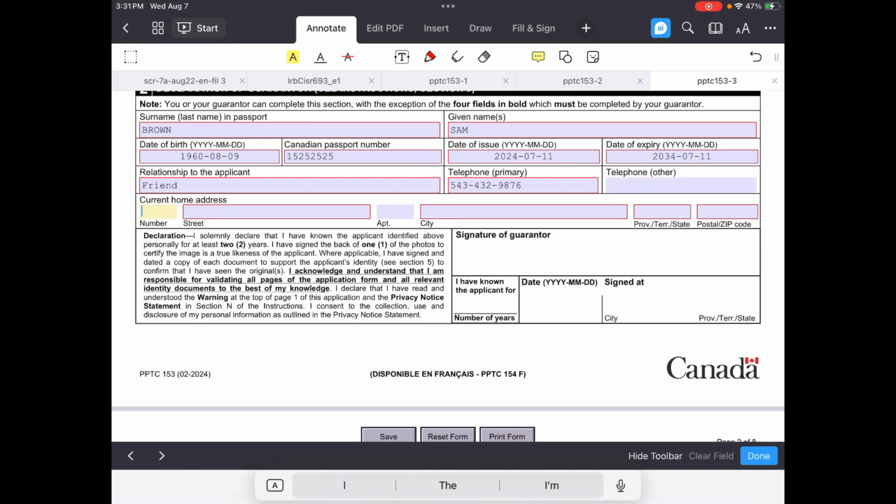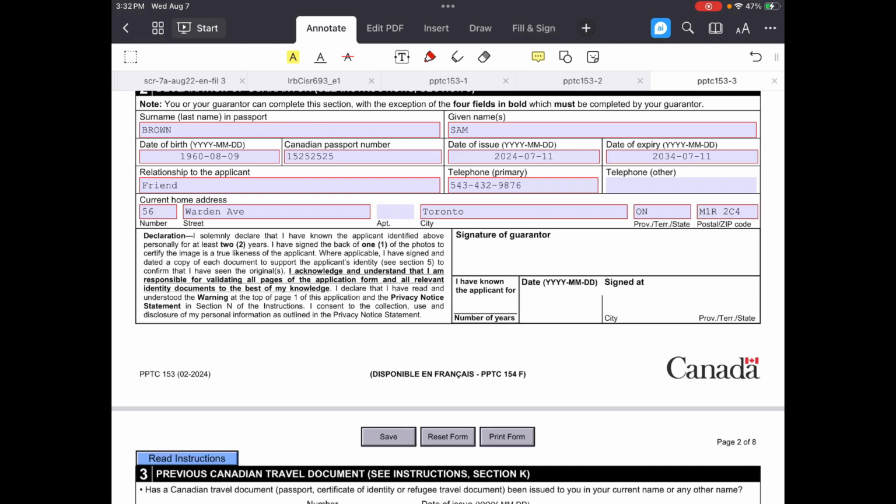Then you have to include the guarantor's current home address. We're gonna say 56 Warden Avenue. If this is an apartment, you just have to enter the unit. If not, you can just leave it blank. Then we're gonna say it's in Toronto. The province is Ontario, and then you have to enter a postal code.